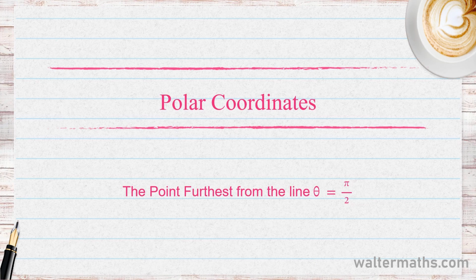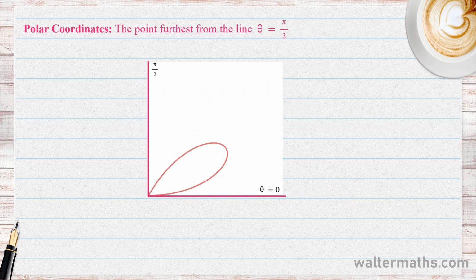We can also talk about a point furthest from the line theta is equal to pi over 2. Now considering this graph of r is equal to f of theta, the point furthest from the line theta is equal to pi over 2 would be this point here. This should be the highest value that x can take for this particular graph.